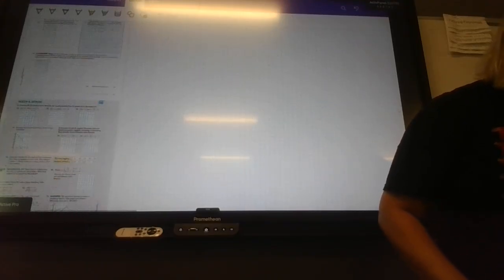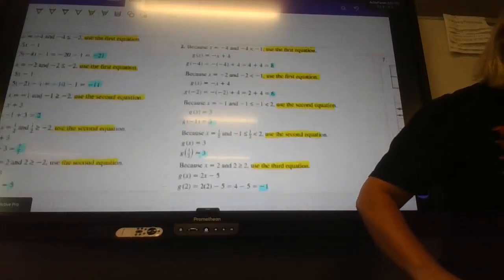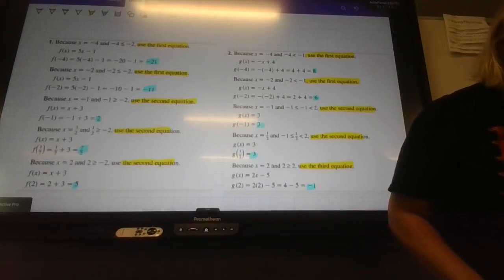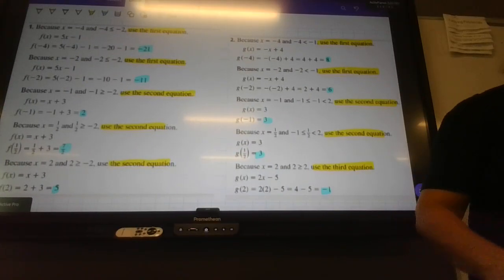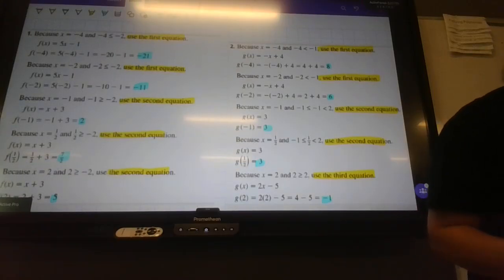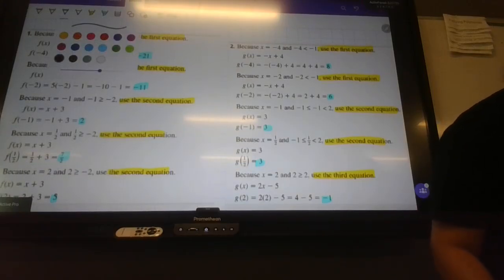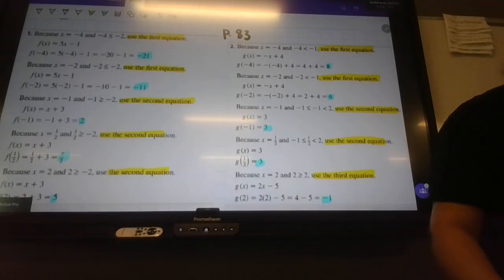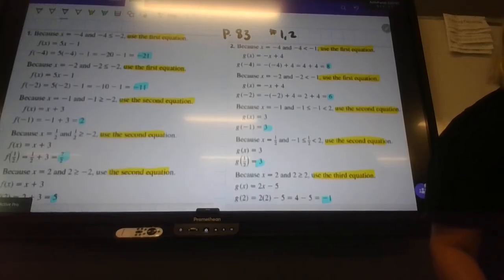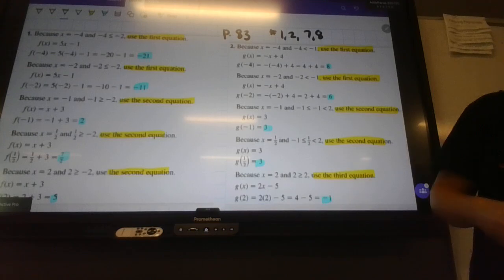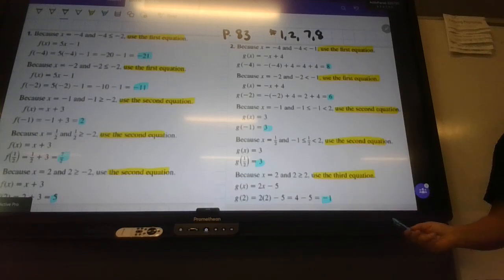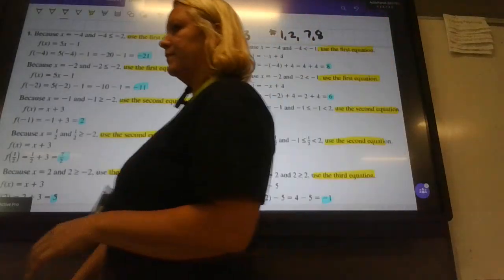Guess I'll show the evaluate first. All right, here's the answers to evaluate. 1 and 2, and this is page 83. This was assigned to you when we had block scheduling. It was 1, 2, 7, and 8. So the yellow tells you which bit you should have plugged into, and the blue tells you the answers you should have gotten out.